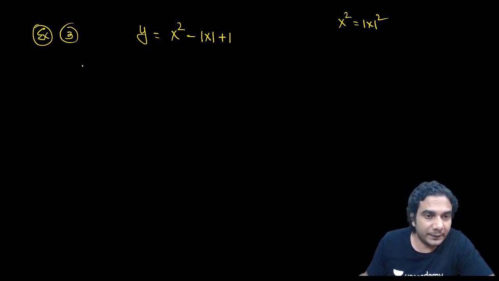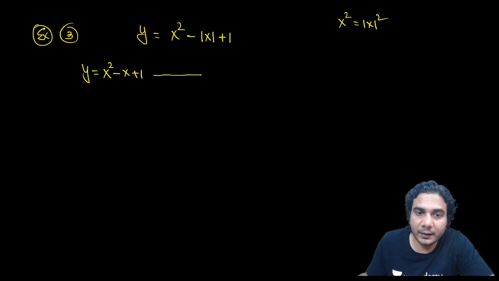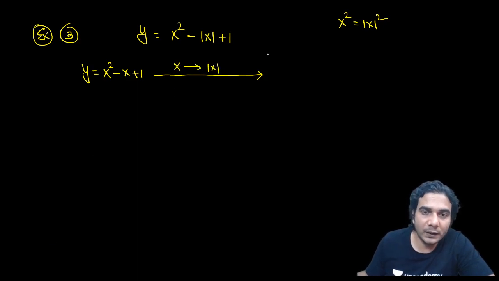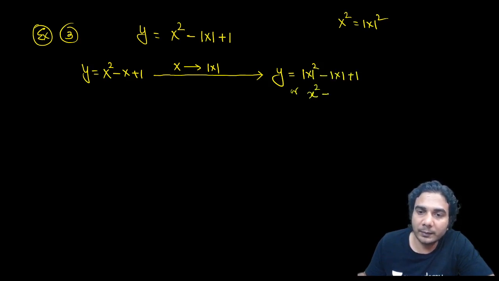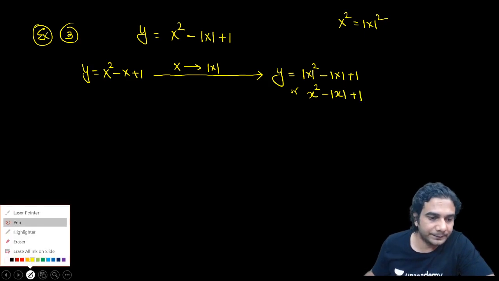So that means you need to plot the graph y is equal to x square minus x plus 1. And after the transformation, what will be the transformation? X will be replaced by mod of x. All right. You will get y is equal to mod of x square minus mod of x plus 1, which you can write as x square minus mod of x plus 1. I hope it is clear.